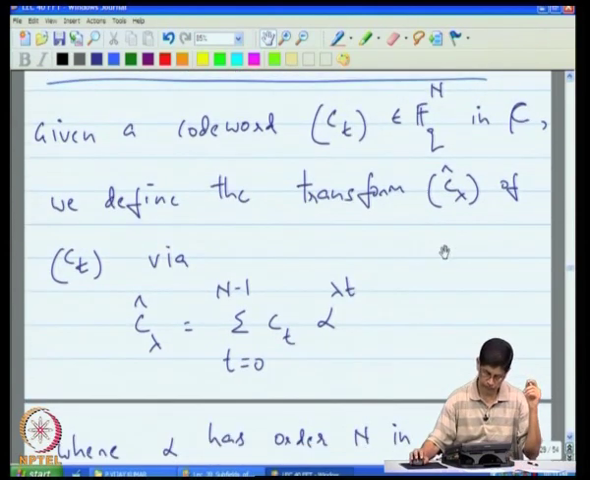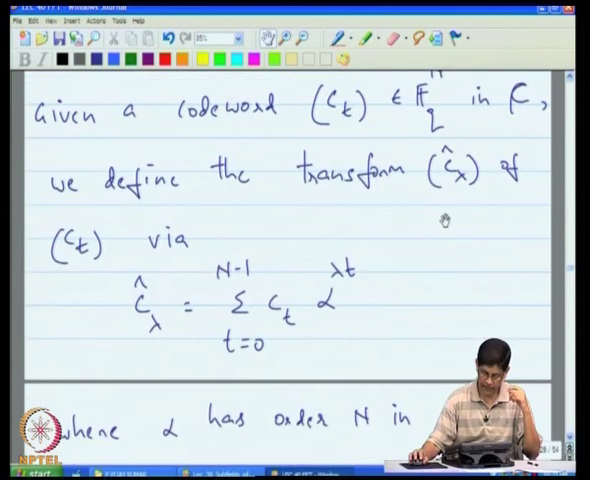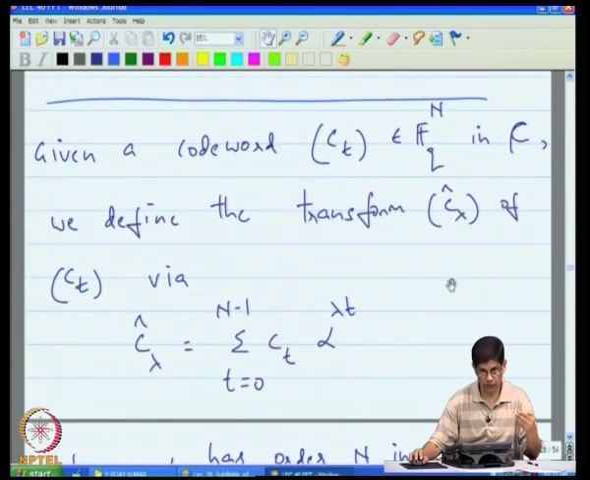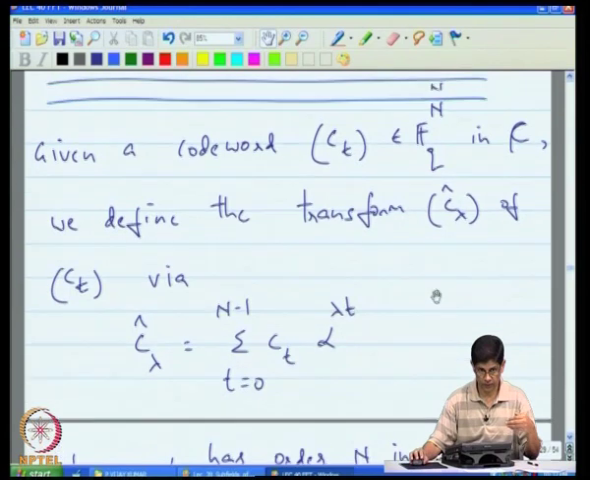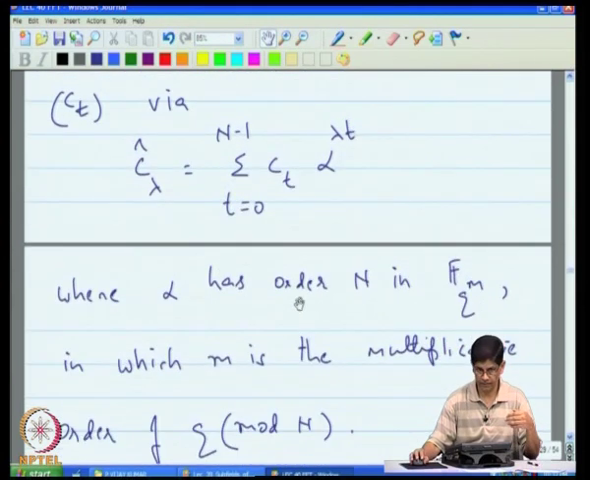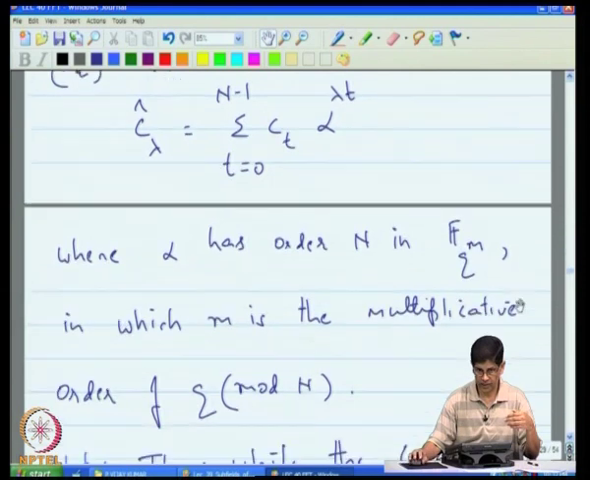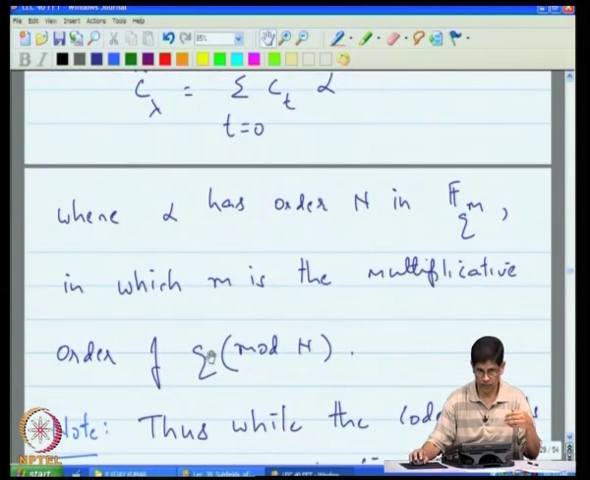Now I am going to specialize our transform theory to the case of cyclic codes. So given a code word in a cyclic code, we define the transform of C(t) in this way. It's the usual definition, where alpha has order n in F_q^m, in which m is the multiplicative order of q mod n.